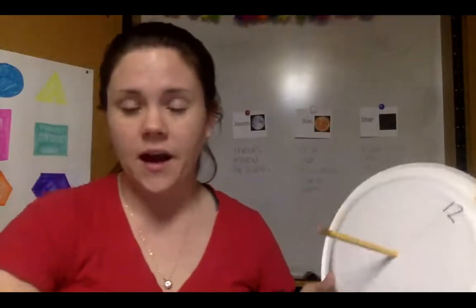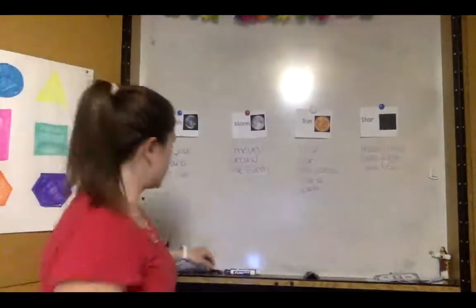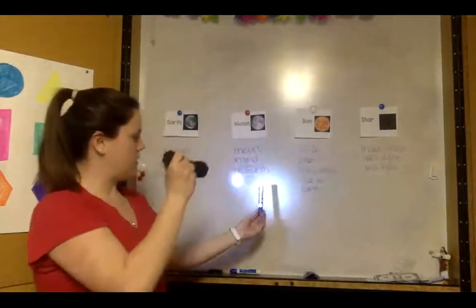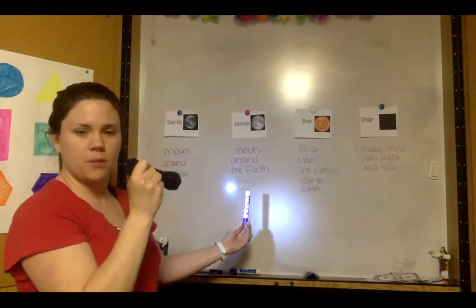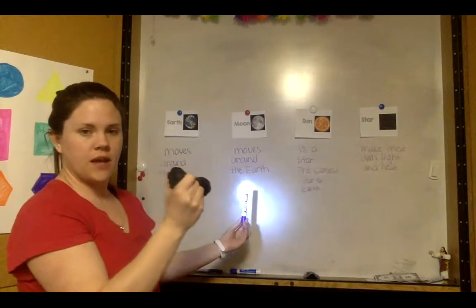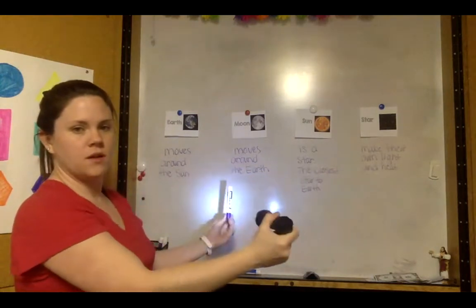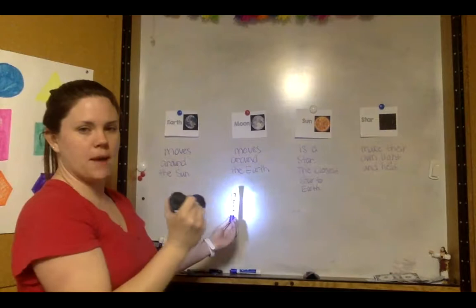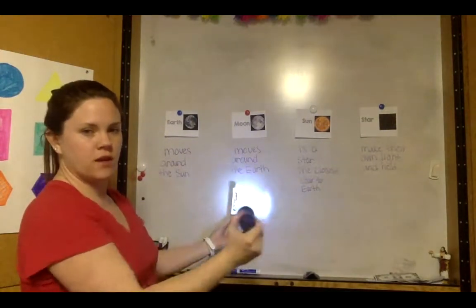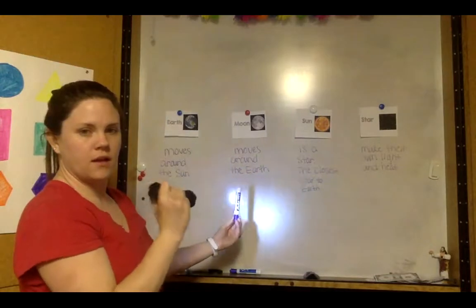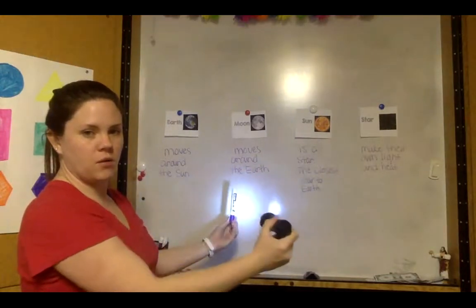So remember, we practiced the way shadows move, right? When a light is shining on an object, can you see the shadow on the board? If the light moves, the shadow moves. Now, my marker is not moving. The light is moving. So that shadow will move.